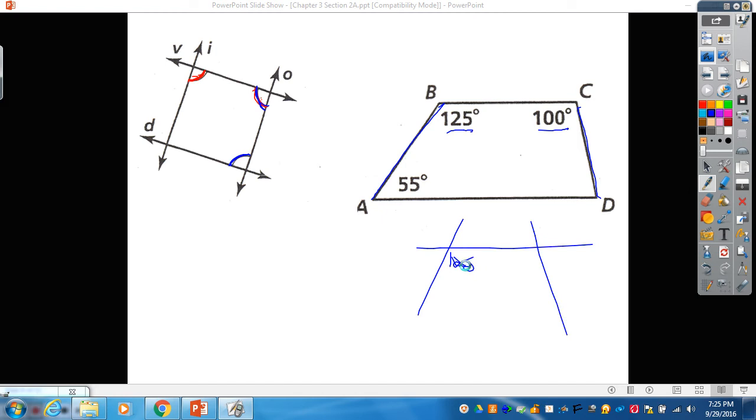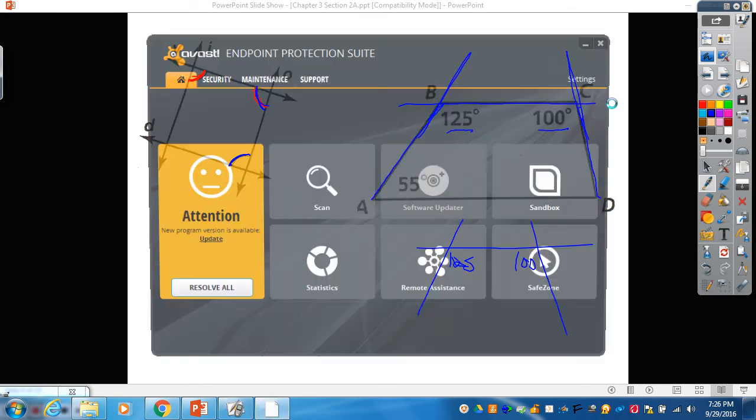That was a wonderful 2, 125, 100, okay? And you can see those are same side interior angles, okay? I've also seen people extend the lines beyond so they can get visual understanding right there, okay?